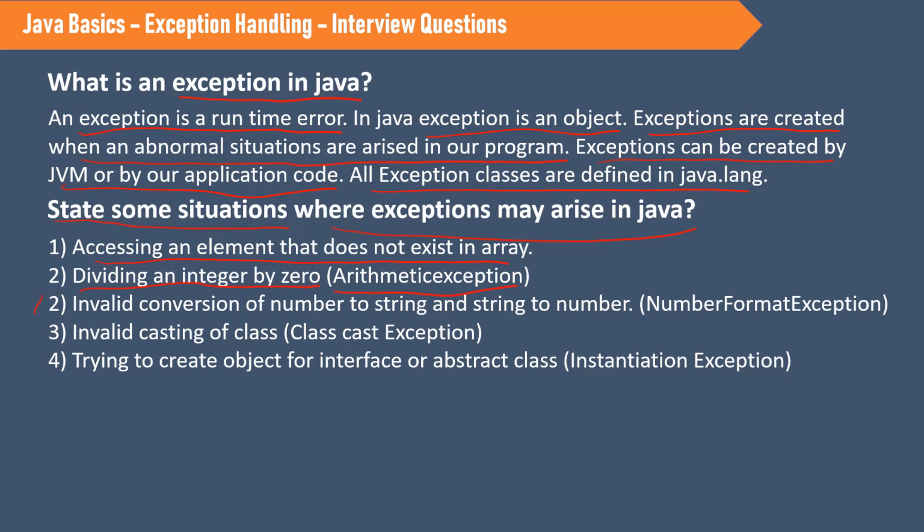And these are some more examples of exceptions. So you can remember these as well. One is invalid conversion of a number to string and string to number. This will give number format exception. And next one is invalid casting of a class. We will get class cast exception. Next one is trying to create an object for an interface or abstract class. That means we cannot create an object for an interface or abstract class, but if we try to, we will get instantiation exception. So these are some of the exceptions.